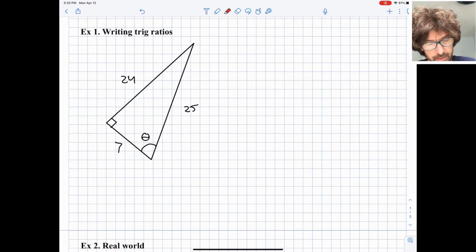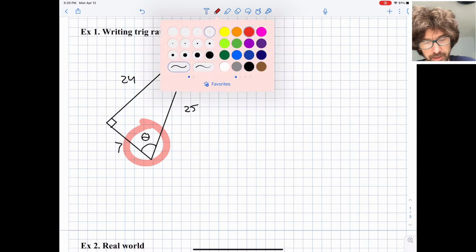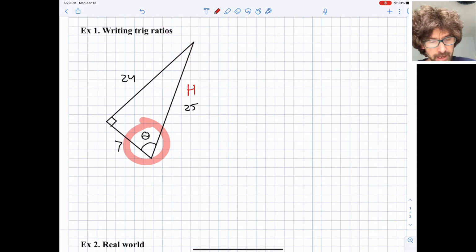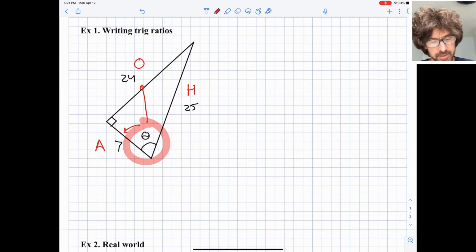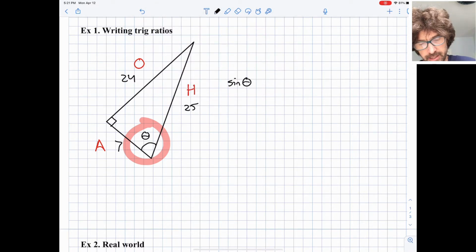Let's say we're working with this angle theta down here. First thing again, label HOA: the hypotenuse, the opposite, and the adjacent. It doesn't matter what orientation the triangle has, how it's rotated around. We start with the angle theta that we're working with, and it's often trickiest to label the opposite and the adjacent sides, so be careful with that. Let's write out the sine, cosine, and tangent of theta.